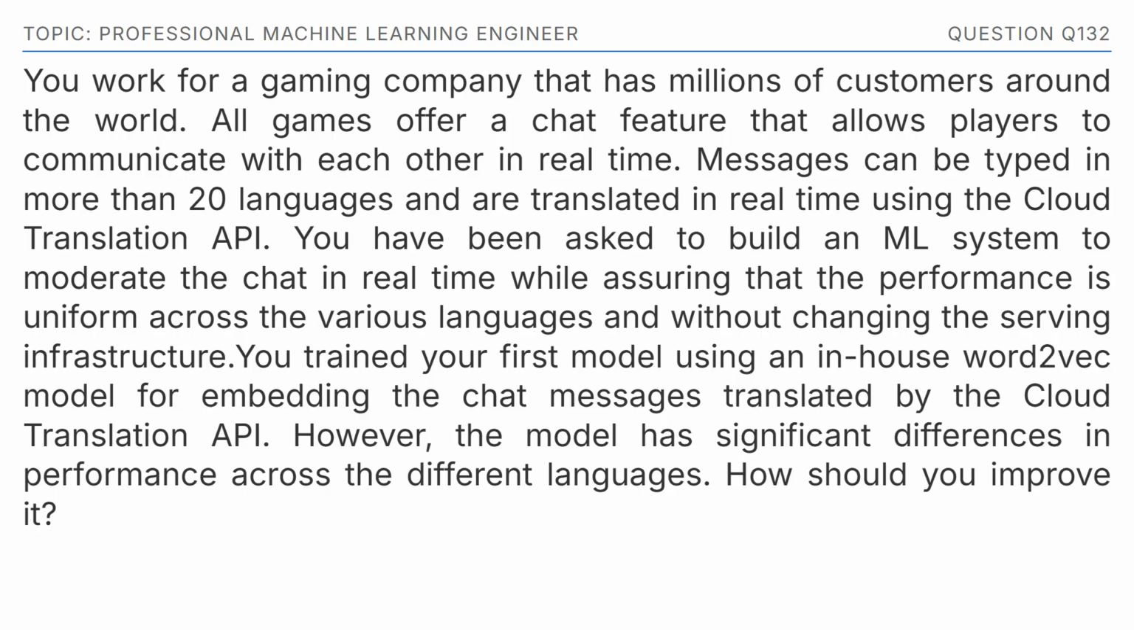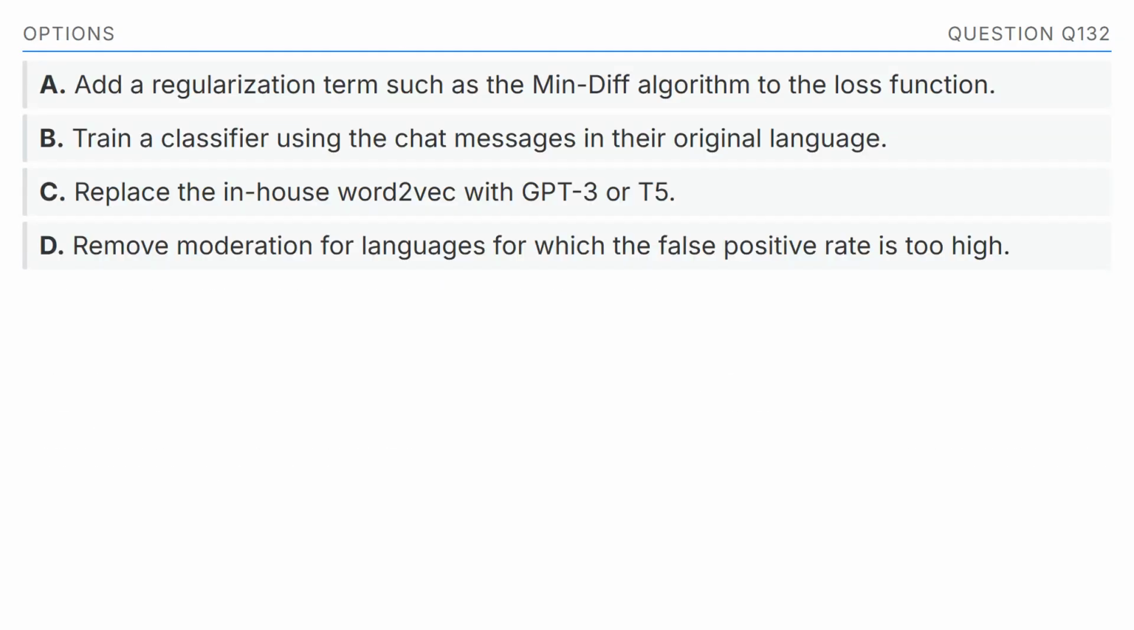You trained your first model using an in-house Word2vec model for embedding the chat messages translated by the Cloud Translation API. However, the model has significant differences in performance across the different languages. How should you improve it? The options are: Option A, add a regularization term such as the min-diff algorithm to the loss function. Option B, train a classifier using the chat messages in their original language. Option C, replace the in-house Word2vec with GPT-3 or T5. Option D, remove moderation for languages for which the false positive rate is too high.